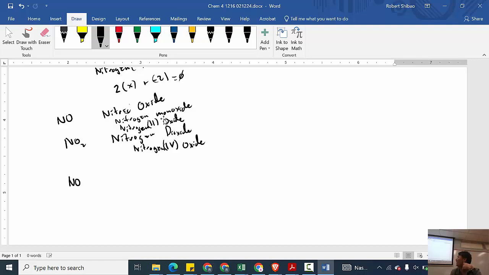How about NO3? This one should be easy. This one should be called nitrogen trioxide. Or give me another name for nitrogen trioxide. Okay, if oxide is -2, that means nitrogen must be +6. So we call this nitrogen, Roman numeral 6, oxide.